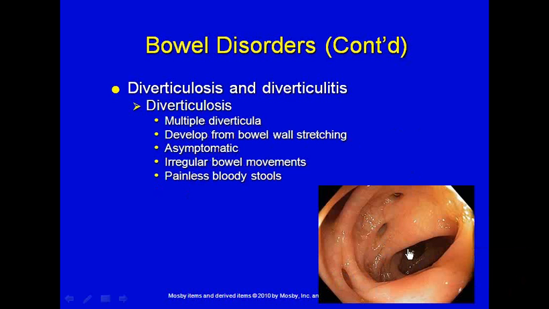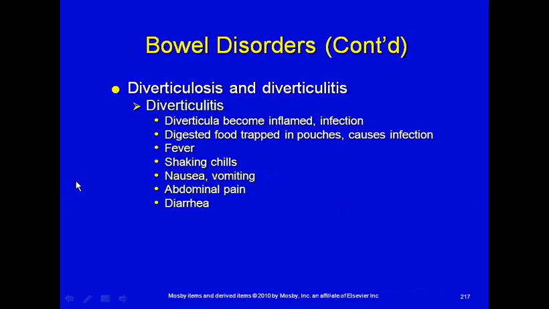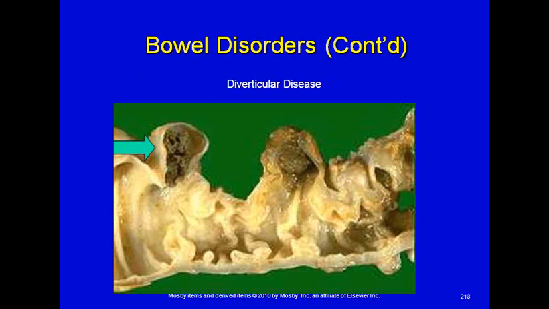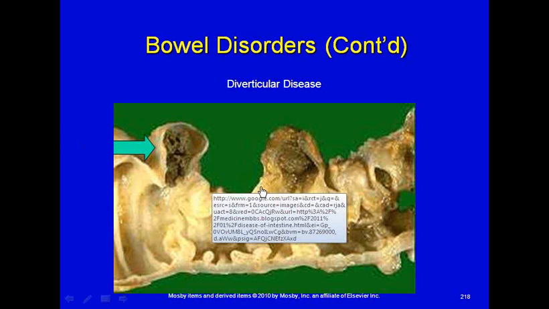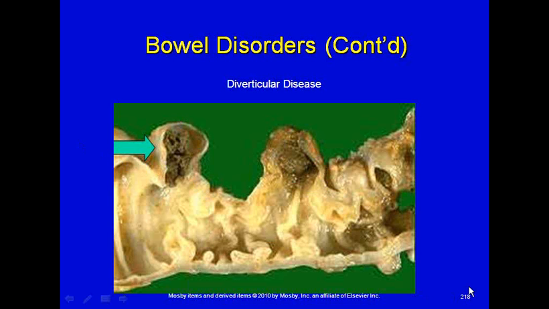And in that picture, you can see these holes. Those holes in the intestinal wall are little outpouches that are called diverticuli. With diverticulitis, the diverticuli become inflamed and infected as stuff gets stuck in those little pouches. The digested food is trapped. It causes an infection, fever, shaking, nausea, vomiting, abdominal pain, diarrhea. And here you can see diverticuli where things are stuck in those diverticuli.